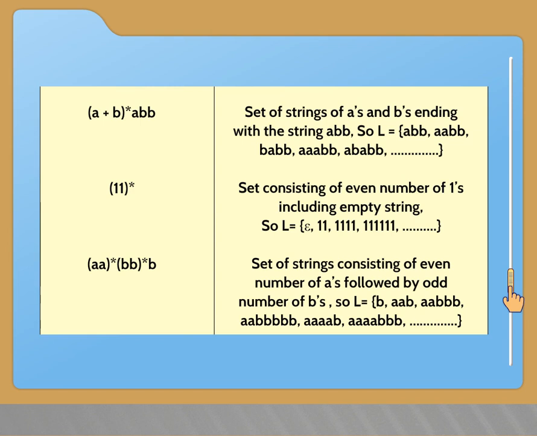A whole star, B whole star, B. Set of strings consisting of even numbers of A's followed by an odd number of B's. So L is equal to B, AAB, AA, BBB, AA, BB, BBB, AA, AAB, AA, BBB, and goes on.